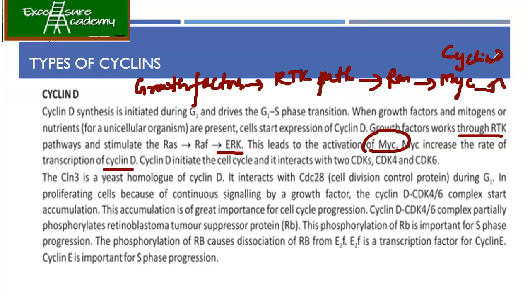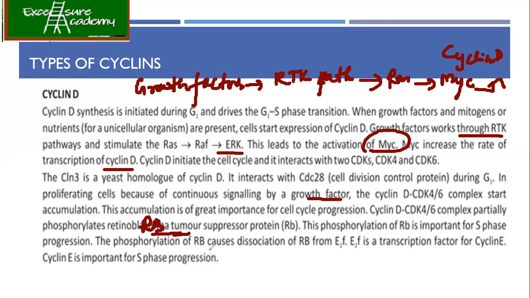Okay. Now, similarly, CLN3 is a yeast homologue of cyclin D. It interacts with CDC28, that is your cell division control protein, during G1. Now, in proliferating cells, because of continuous signaling by growth factor, the cyclin D-CDK4/6 complex starts getting accumulated. Now, this is of great importance for cell cycle progression. The cyclin D-CDK4/6 complex partially phosphorylates the RB tumor suppressor protein. So remember retinoblastoma, we have also talked about how it helps regulate the cell cycle. This phosphorylation of RB is important for S phase progression.